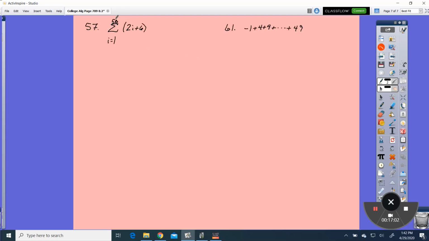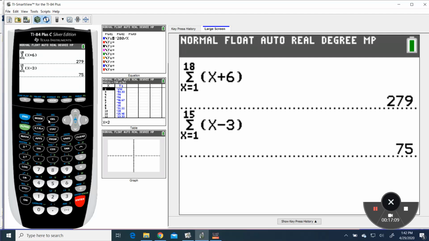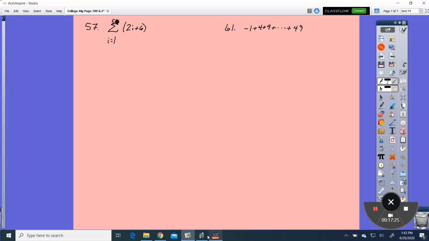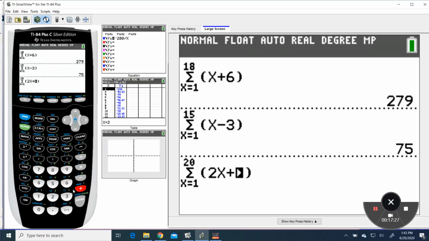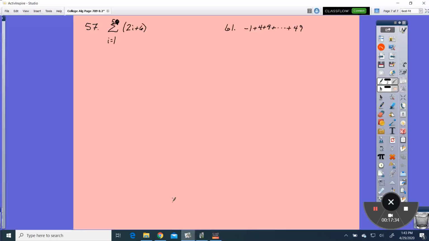57, that's a 50 up here at the top. So x equals 1 to 50. So math, 0, x equals 1 to 50. And then we had 2x plus 6. And I hit enter. 540.